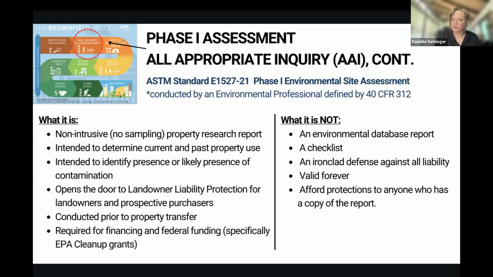It is not valid forever. It has to be updated. And it does not afford protections to anybody who has a copy of the report. You actually have to be named in the report or have a reliance letter in order to use the report. So you can't just say, oh, from the previous owner, I already did one, here you go. You have to do your own.